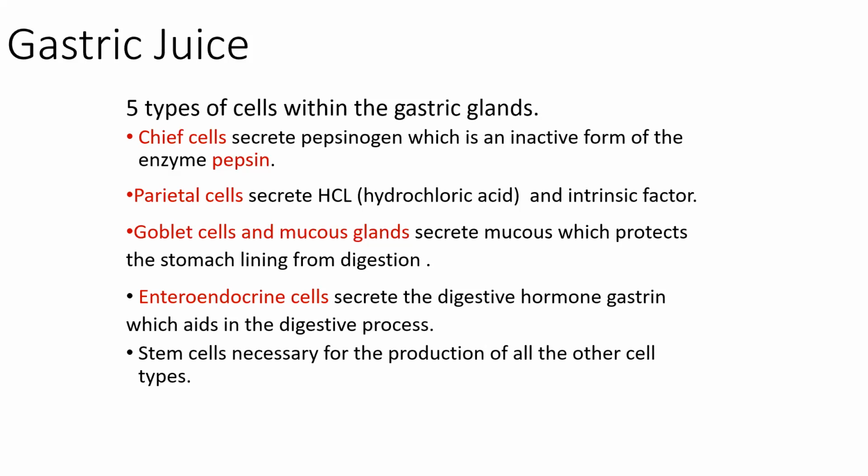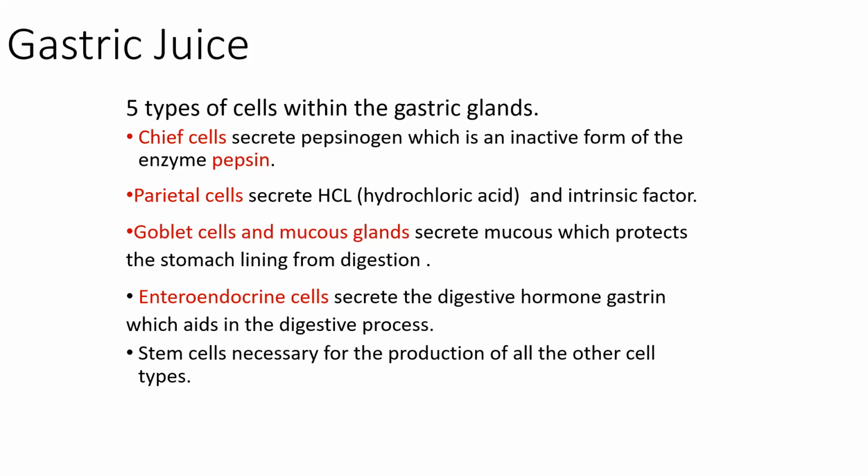So the chief cells secrete pepsinogen. The next set of cells are called the parietal cells. They secrete hydrochloric acid, which is used to activate the pepsinogen. They also secrete intrinsic factor, which allows us to absorb vitamin B12. And we have to have B12 or we develop pernicious anemia.